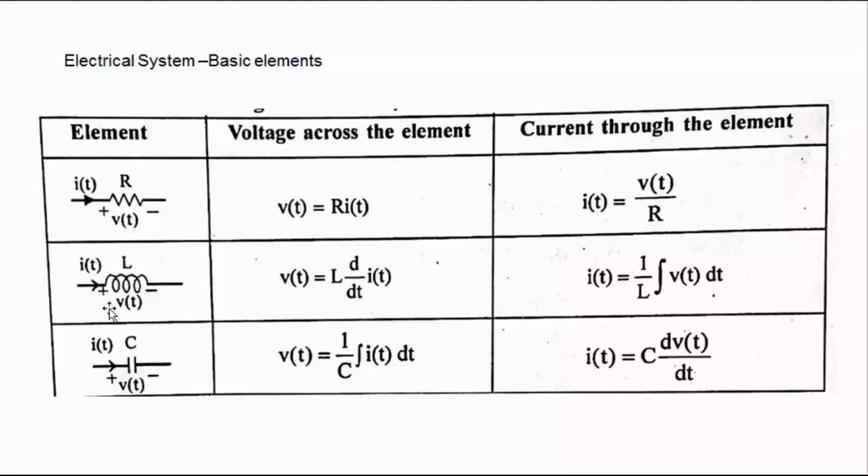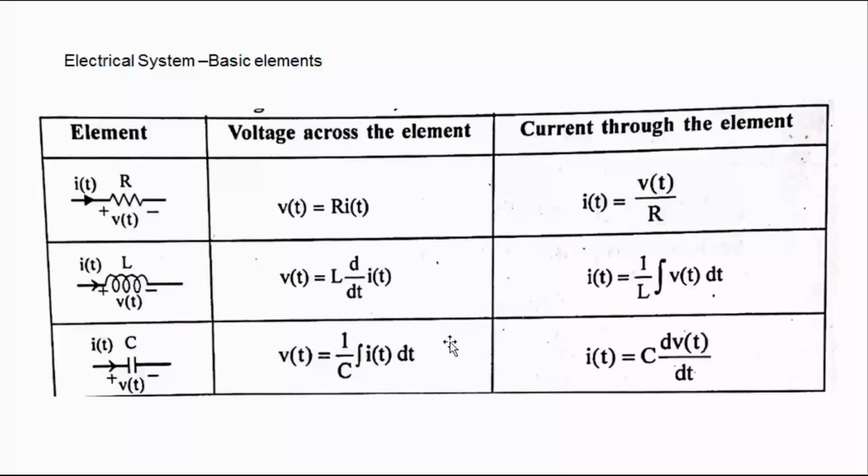Then voltage across the inductance. Voltage across the inductance V of t is equal to L into di of t divided by dt. Similarly, the current flowing through the inductance is equal to 1 by L integral V of t into dt. Then voltage across the capacitor V of t is equal to 1 by C integral I of t into dt. Current flowing through the capacitor is C into dV of t divided by dt. These are the basic formulas.